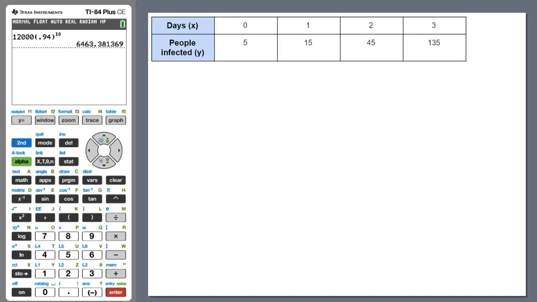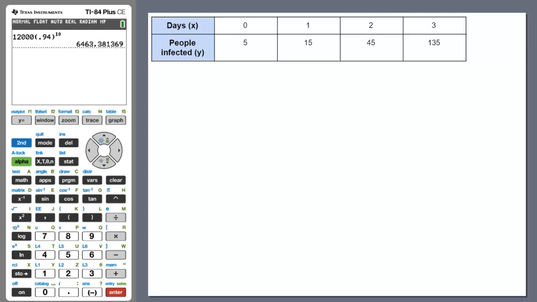Okay, let's take a look at a problem like this where you're given a chart, and what I want you guys to do is come up with an exponential equation that models this situation. So this chart represents the number of people who are infected with some disease. X represents the number of days, and Y represents the number of people who are infected with the disease in that given number of days.